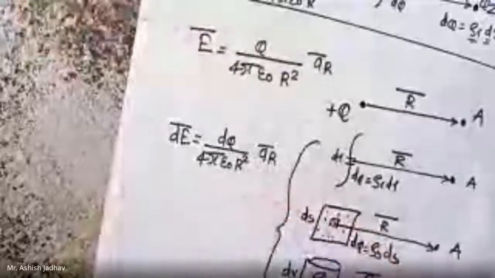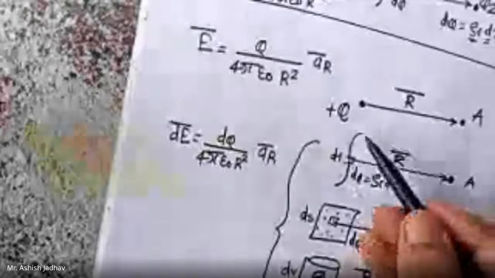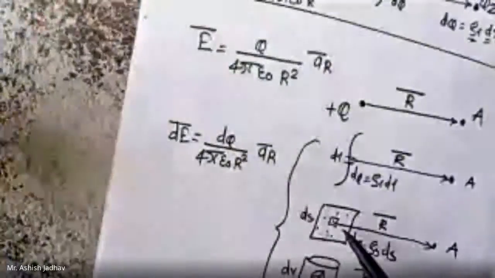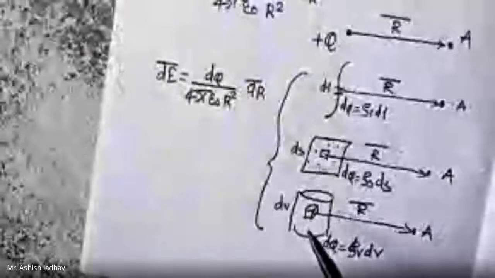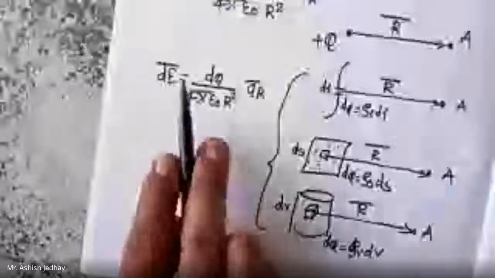Is there any problem to calculate this differential electric field? No. If we have a length, let us take a small length. If we are having a surface, let us take a small differential surface. If we are having a volume, let us take a small dV. By using that, you can find this differential electric field just because of that particular differential segment.